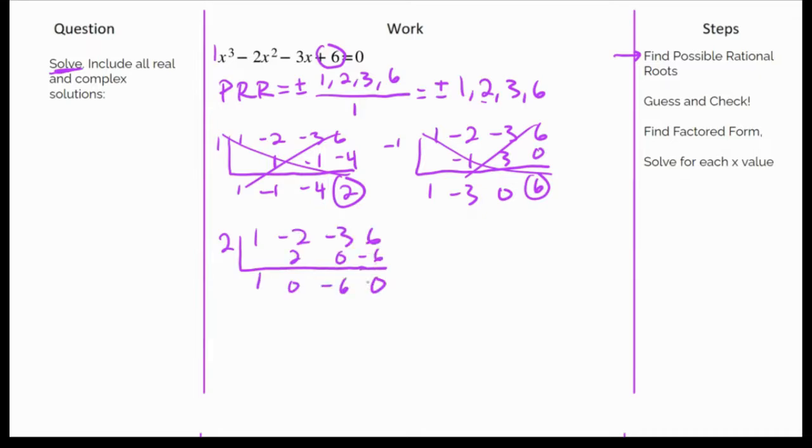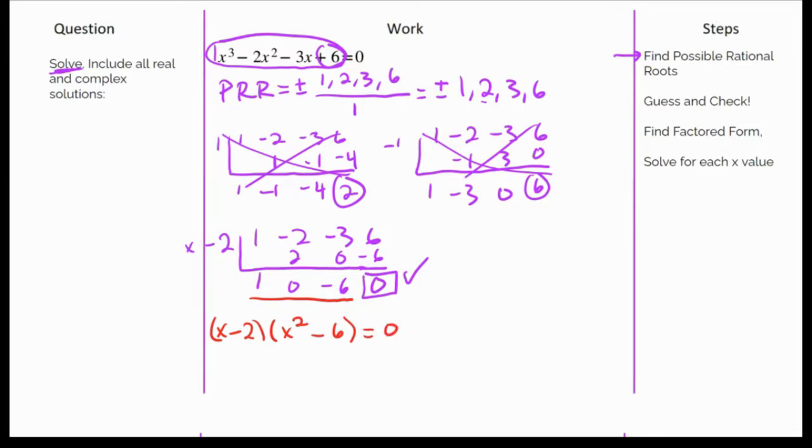And here I finally get my remainder of 0, meaning that 2 is a root, or x minus 2 is a factor of this whole equation at the top here. So what that means is that my equation would be x minus 2, and then what's left from here is x squared plus 0x minus 6. So that is the factored form of my polynomial.